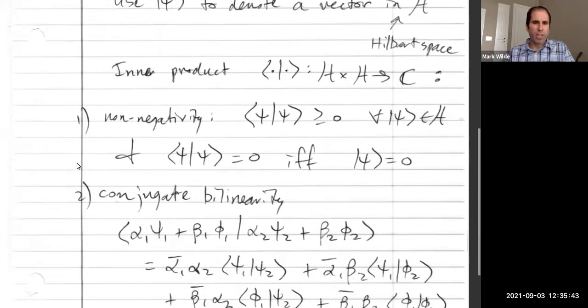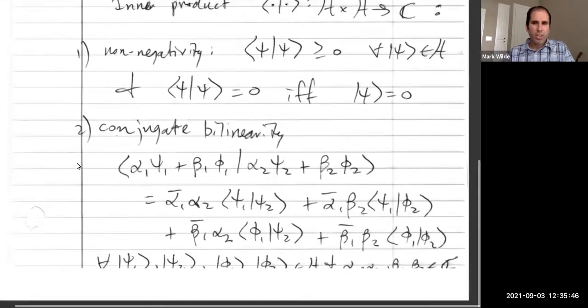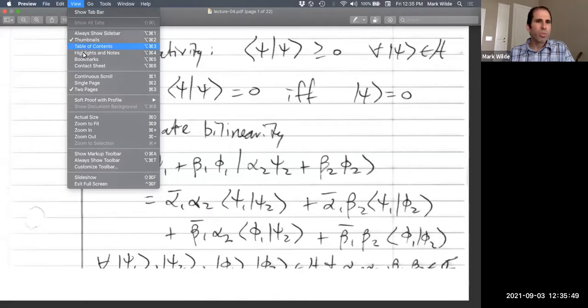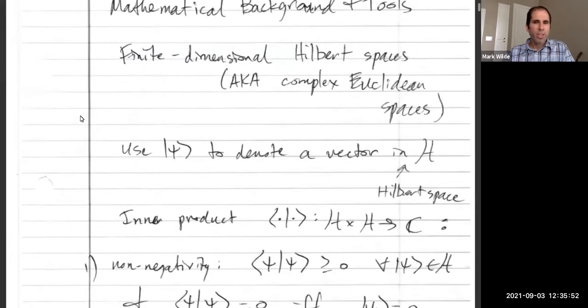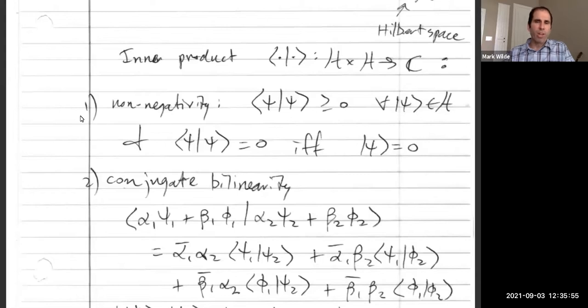Okay, so let's start with an inner product. So what is an inner product? It's a function of two vectors in the Hilbert space, and it takes you to a complex number. And it should satisfy three properties, one of which is non-negativity. So if we take the inner product of the vector with itself, it's non-negative. And then this related property is, I think, often called positive definiteness, that it's equal to 0 if and only if the vector is 0.